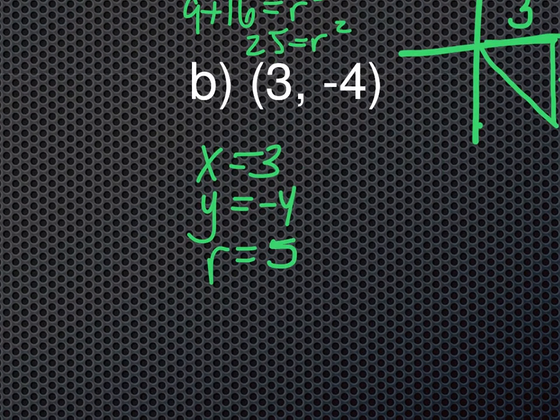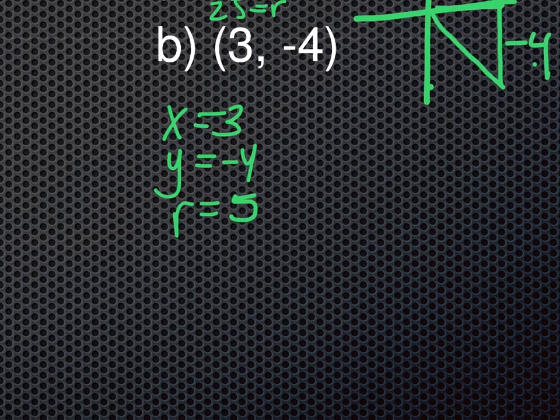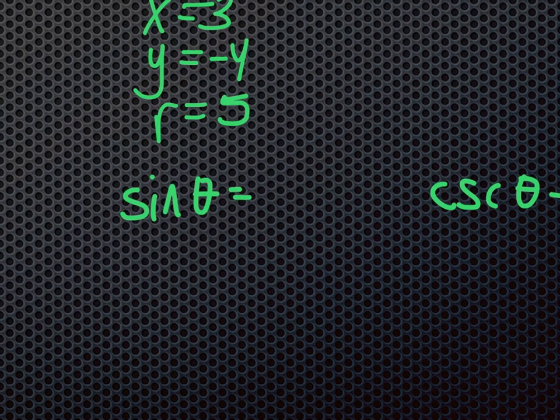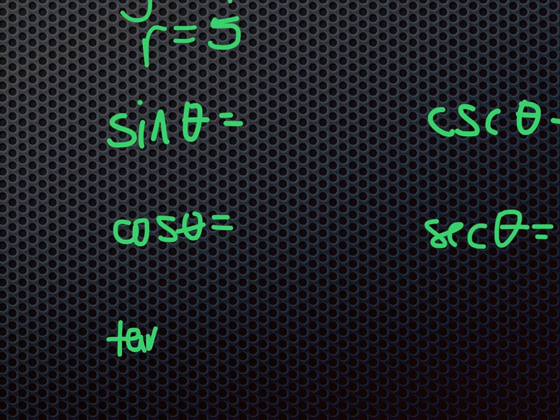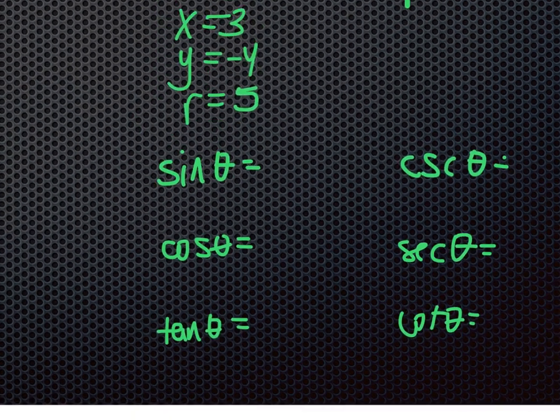You guys with me? Okay. So I have my sine of theta, I have my cosecant of theta, I have cosine theta, secant theta, tangent theta, cotangent theta. Okay?